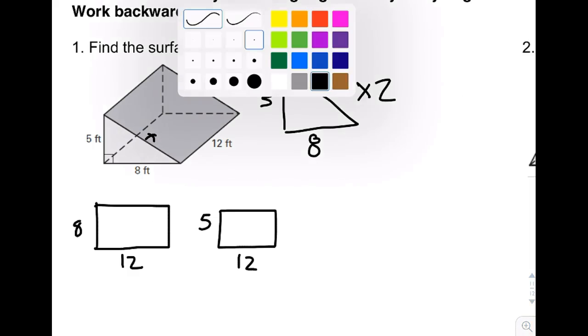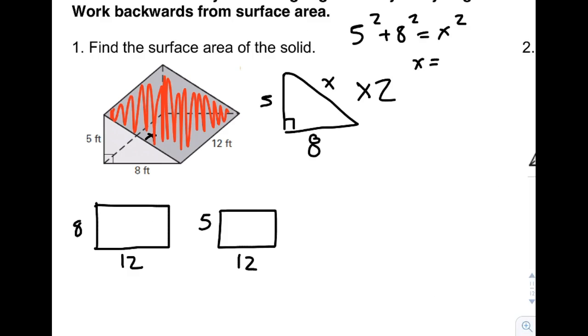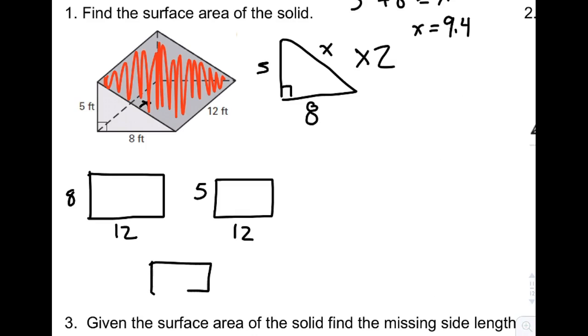This top rectangle, shaded in red for just a moment, is 12 by unknown. And that same length corresponds with, over in our base, that x. So we've got to use Pythagorean theorem to find it. 5 squared plus 8 squared equals x squared. 5 squared is 25, 8 squared is 64. Take the square root of that answer, and we get 9.4. One decimal place is fine for now. All right, so that will tell us finally the third rectangle around the outside is a 12 by 9.4.